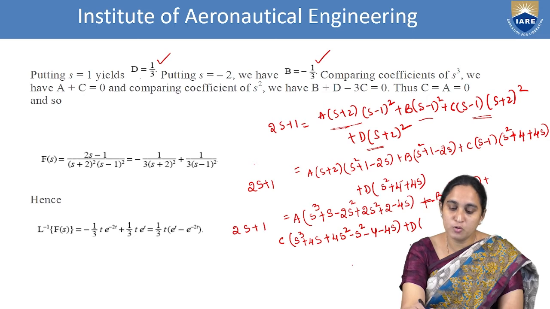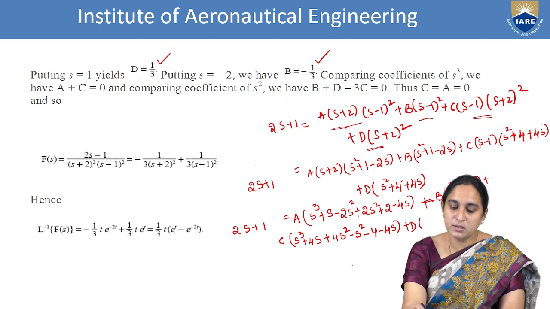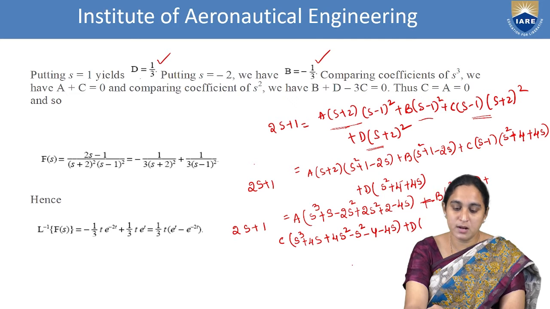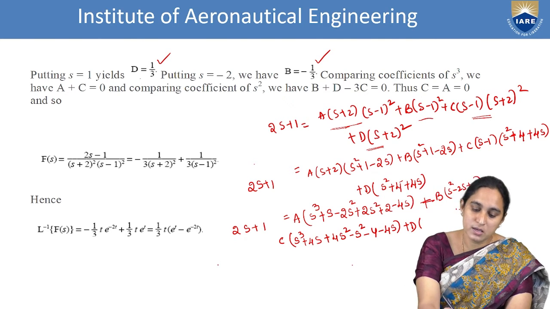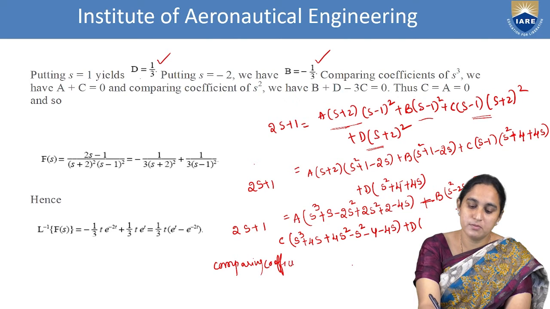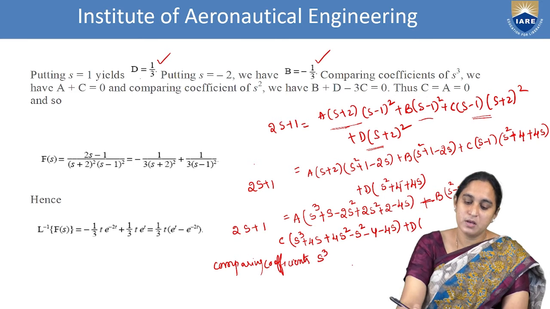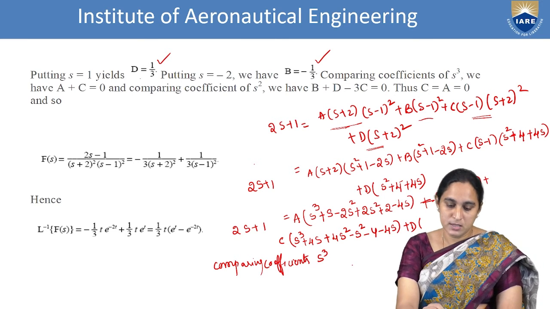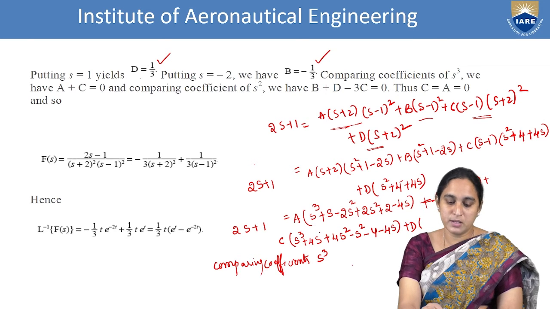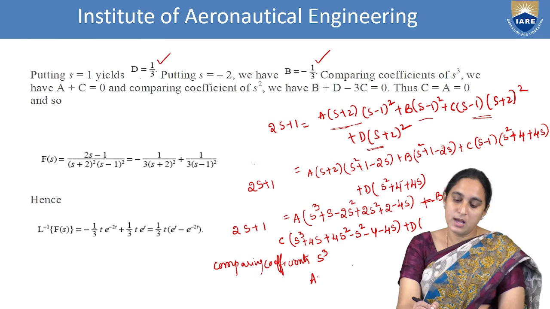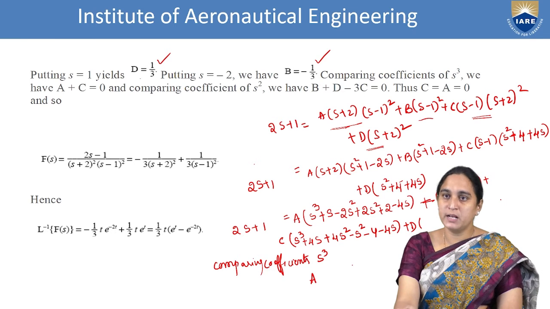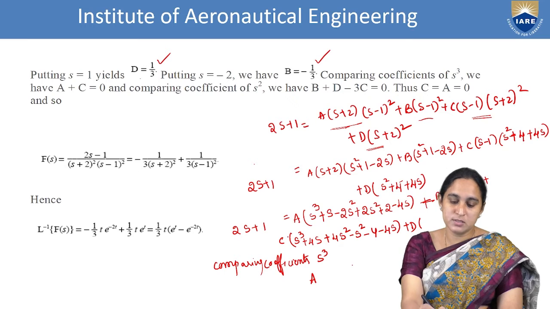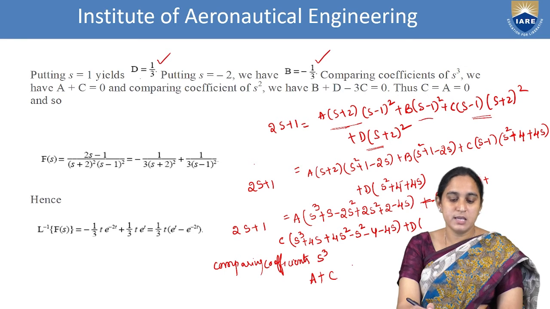Now I am comparing the coefficients of S cube. Here, what are the coefficients of S cube? That is A of S cube. If we compare the coefficients of S cube, is there any chance to get the answer for either A or C? Okay, once I observe here, A of S cube, that means the S cube coefficient is A. And from B, there is no S cube, neglect it. And from C, what about the S cube coefficient? C. That is A plus C.